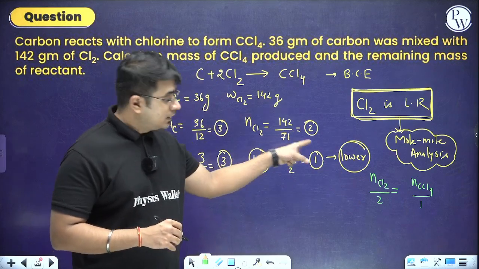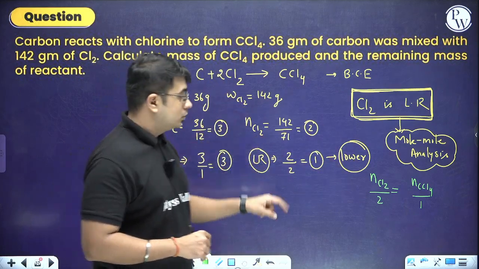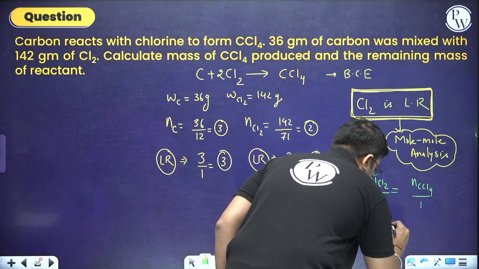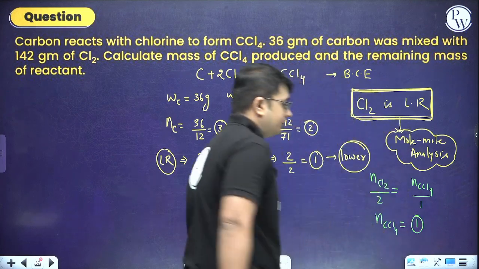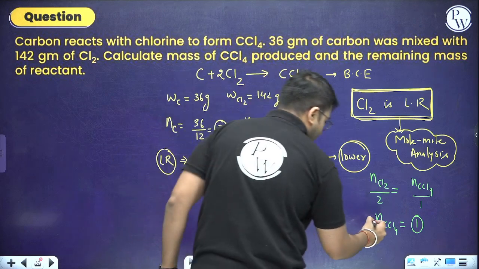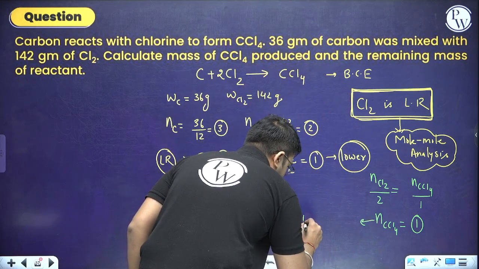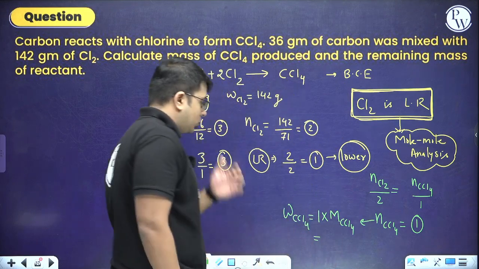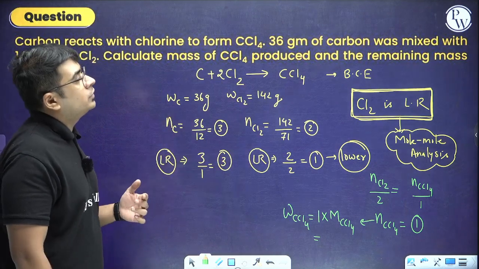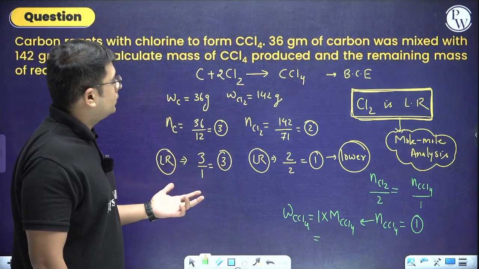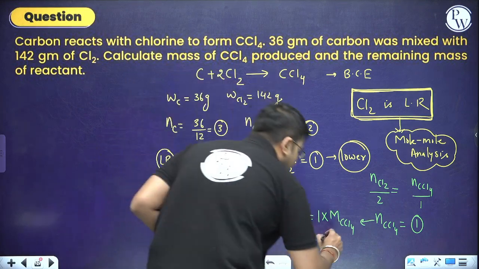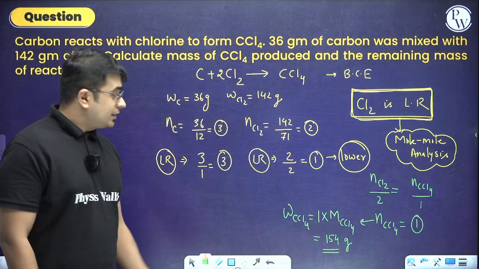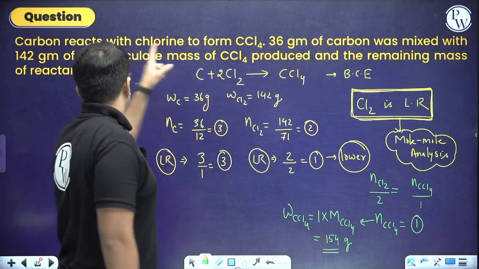This part we already know. We have calculated 2 divided by stoichiometry from the equation 2. So we can say that number of moles of CCl4 will be equal to only 1. If we know the number of moles, we know that W of CCl4 will be equal to number of moles multiplied by molar mass of CCl4. That will be 154 grams. That's it. Now the next question is, and the remaining mass of the reactant.